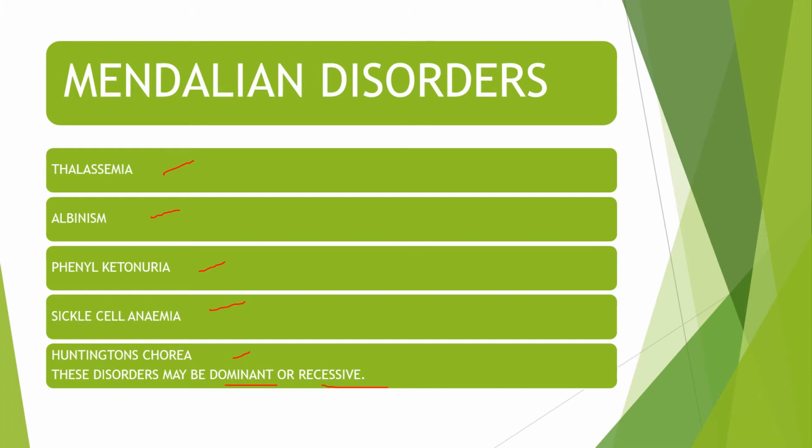These are all autosomal disorders, children. What are autosomes? The first 22 pairs of chromosomes, we call them autosomes. If any mutation or alteration in a gene in the first 22 pairs of chromosomes happens, we call them autosomal disorders. And these disorders can be autosomal dominant or autosomal recessive. Let's learn what is autosomal dominant and what is autosomal recessive.